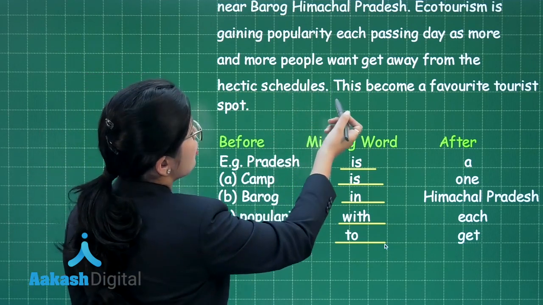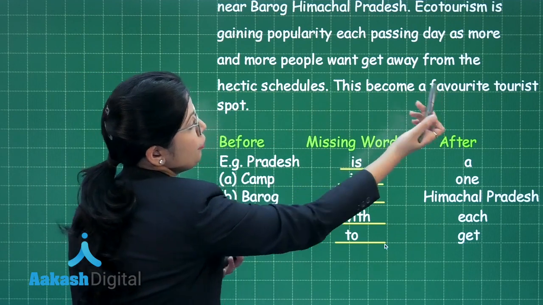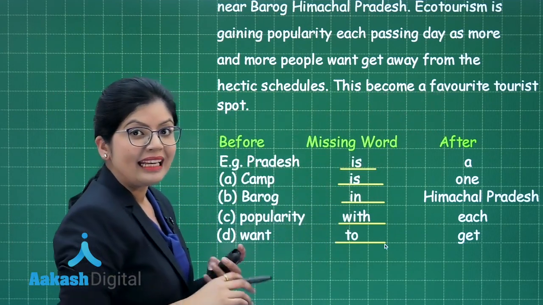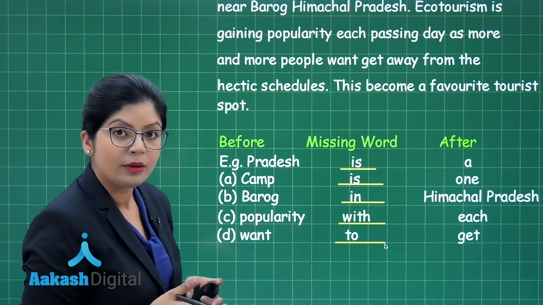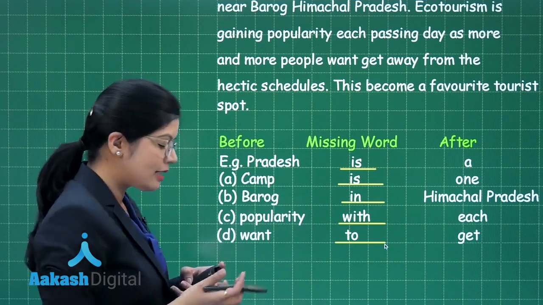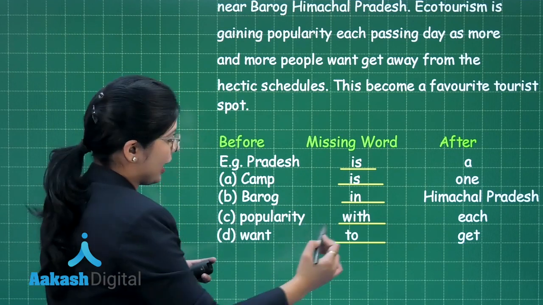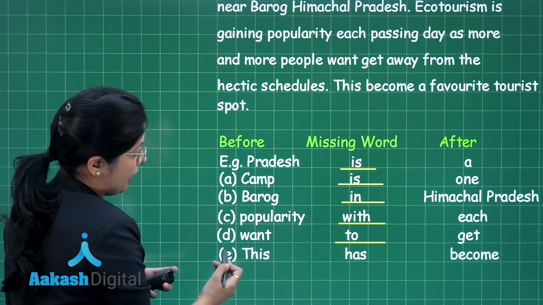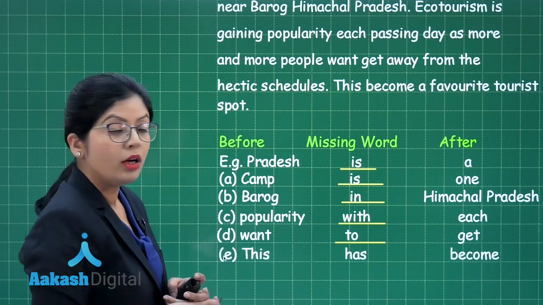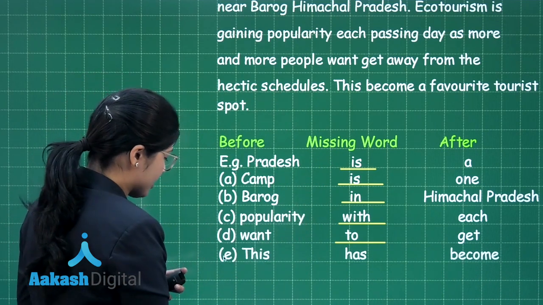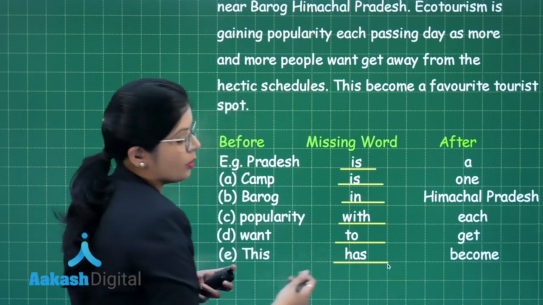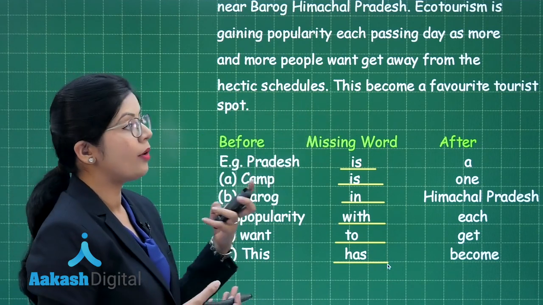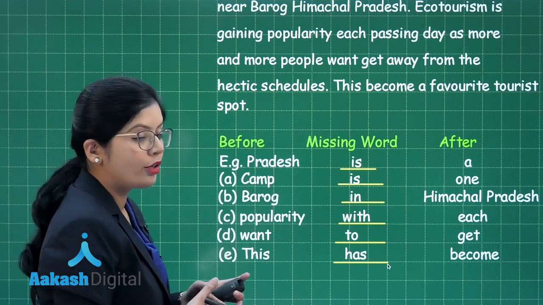The last line also says, this become a favorite tourist spot. Now notice, become is a third form of the verb. It never comes without a helping verb. So how am I supposed to complete the sentence? I can easily identify that since it's a third form, I should have a matching helping verb. In this case, because it's present tense, the matching helping verb should be has. Therefore, this has become a favorite tourist spot.